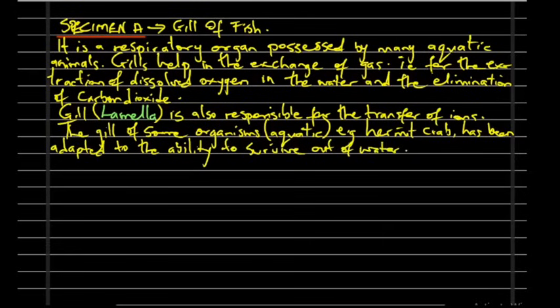If they are going to be out of water and they still have to carry out respiration, it means their body must be moist so as to continue what we refer to as respiration, particularly on land, where their skin must remain moist. It is very important. So that is one of the functions of the gill.